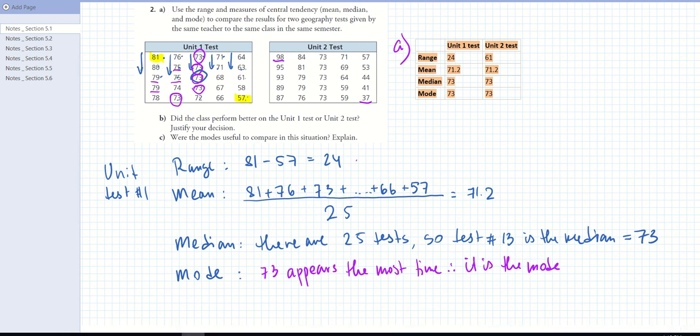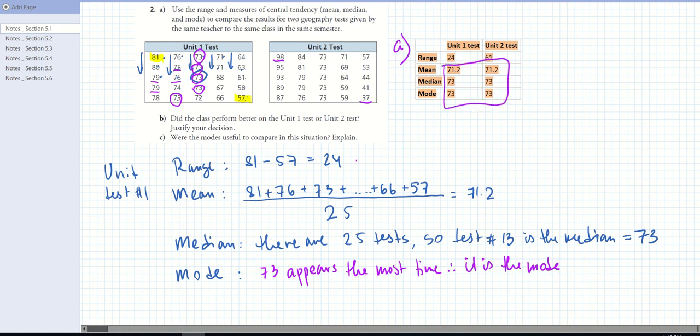So then part B says, did the class perform better on unit test 1 or unit test 2? Justify your decision. If we look at these values, the median is the same, the mean is the same, the mode is the same. So the central tendency values are all the same. So for part B, it's hard to tell from just the central tendency values because they're all the same.